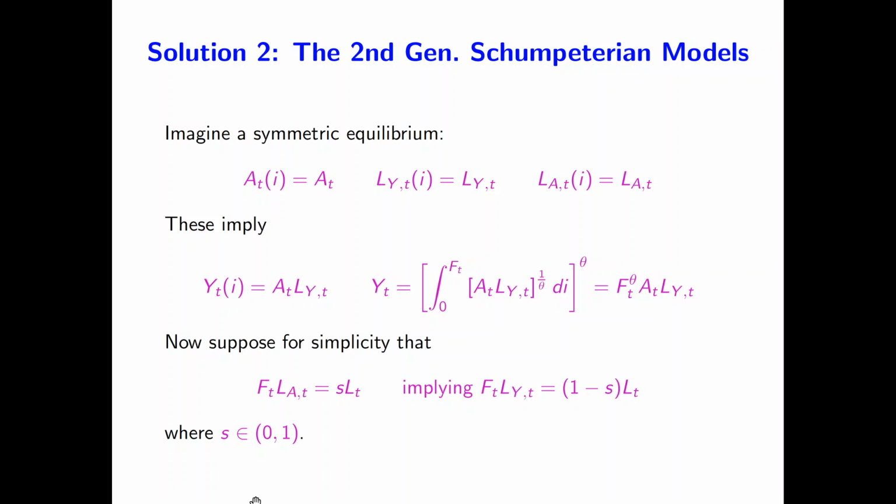So if a fraction S of the entire labor force is allocated to research, so this is the entire demand for research, right? So this is firm level average times the number of firms is equal to the total supply. And then, of course, the remaining fraction is allocated to goods production. Okay.